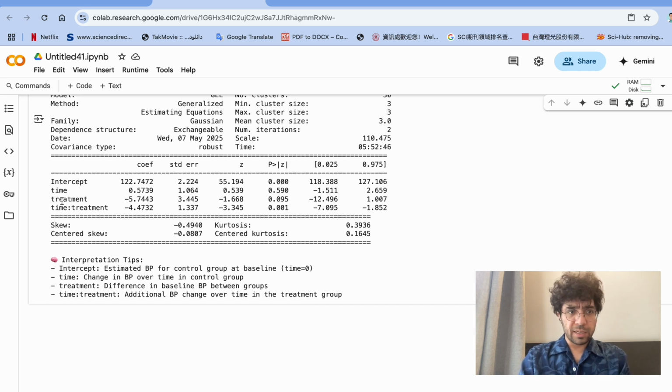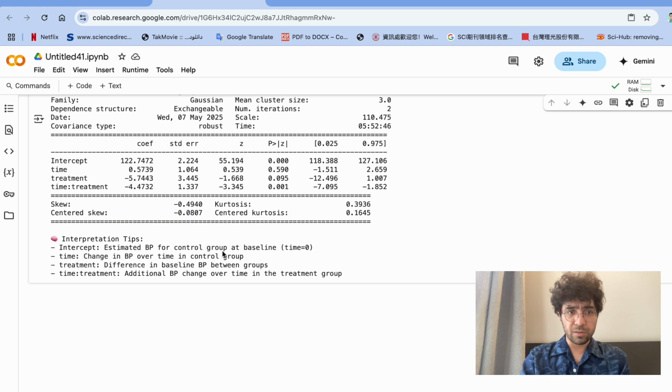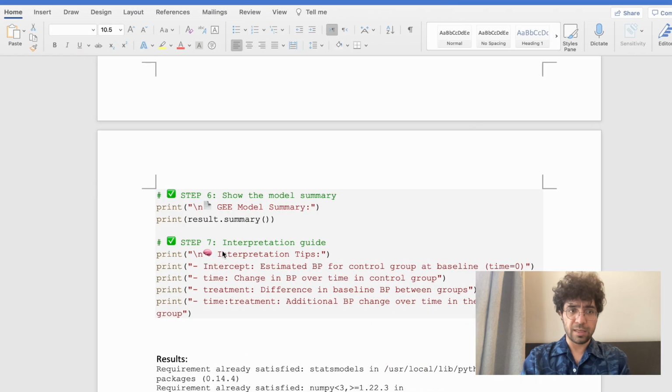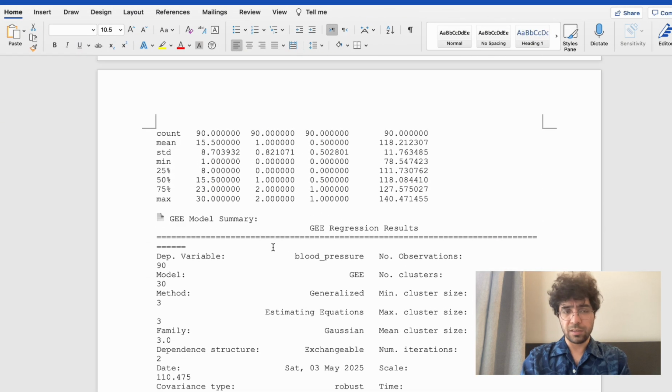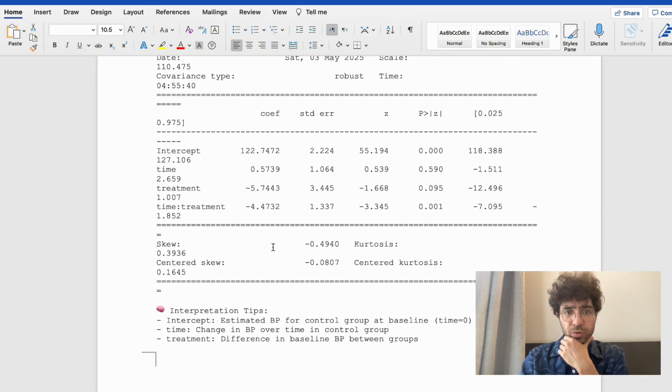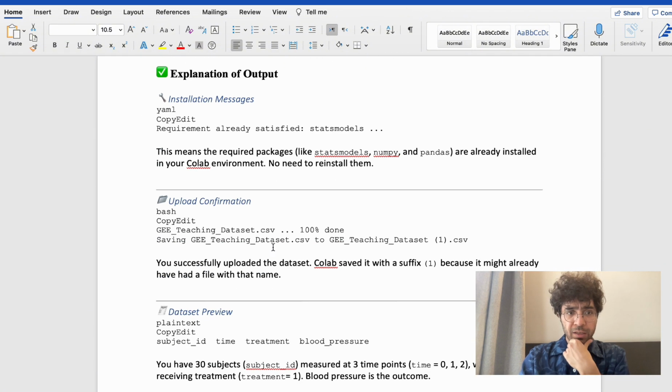So intercept, we have time, we have treatment, and we have treatment and time. These are the coefficients of regression here, and these are the z statistics, and these are the p-values that we can see. These are the confidence interval, the skewness of the model, and other things we can also see. So let's interpret these results as I have it in the file. So let's go on and check.